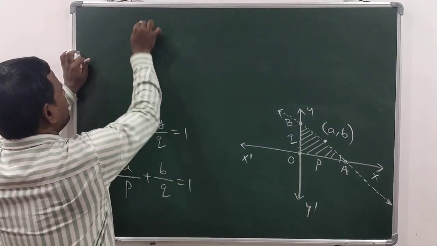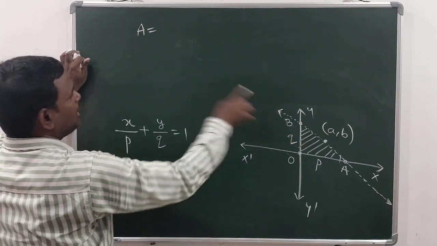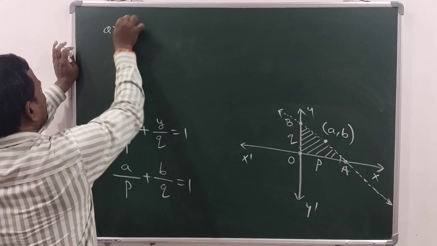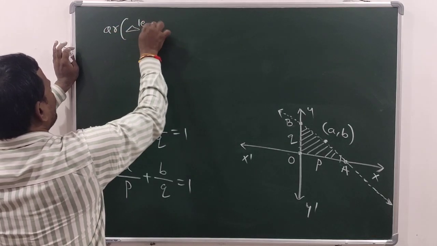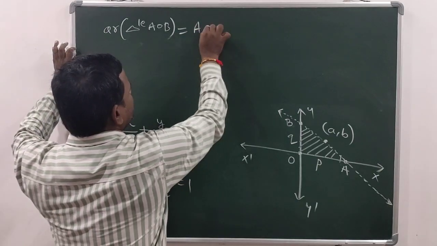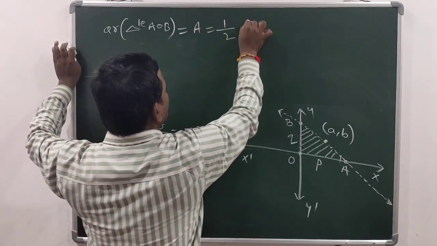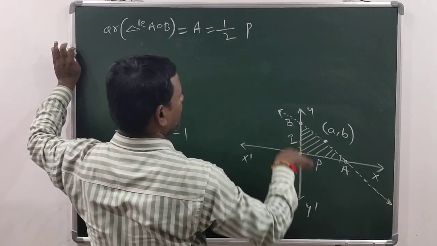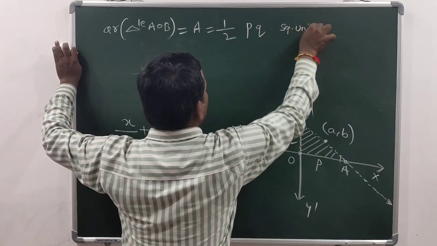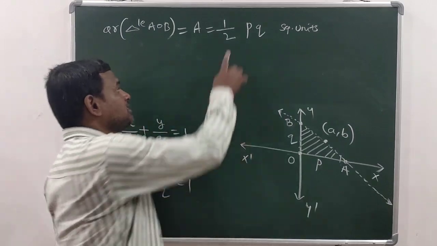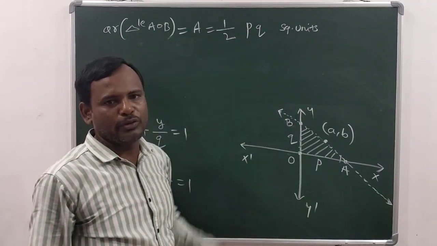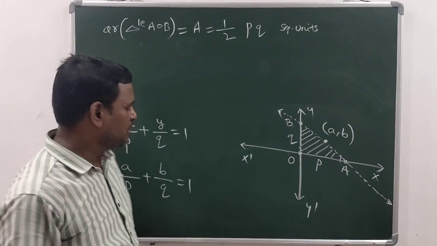So let us name the area of AOB triangle be capital A. Area of triangle AOB is equal to, let it be capital A. Now which is equal to 1 by 2 small p into base, height q, square units. Okay, but this is not fixed. Okay, p is a variable, q is a variable, you know that, right?